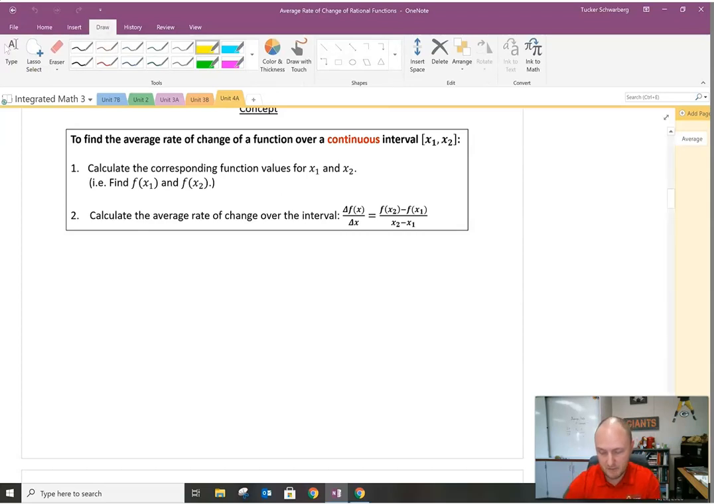So I plug in my delta f of x over my delta x, which is f of x2 minus f of x1 over x2 minus x1. If you want, you can rewrite it this way: y2 minus y1 over x2 minus x1. Very, very plain and simple, and you've done it lots of times.